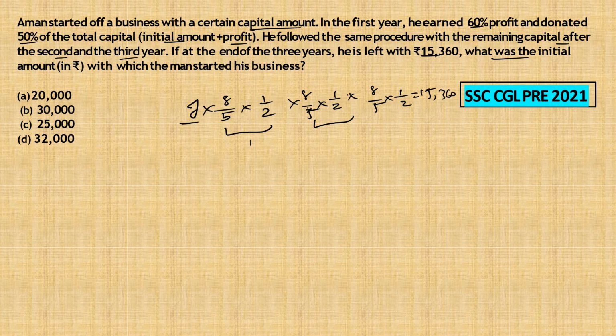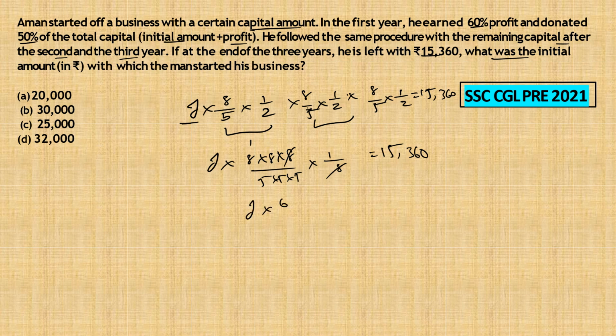That's it. Initial into 8 by 5 into 8 by 5 into 8 by 5, that is 8 by 5 cube. Initial into 8 by 5 cube, that is 512 by 125, or I can write here 8 into 8 into 8 divided by 5 into 5 into 5, into 1 by 2 into 1 by 2 into 1 by 2, that is 2 2s are 4, 4 2s are 8, that is 1 by 8. 8 gets cancelled, and then the amount left with him is 15,360.